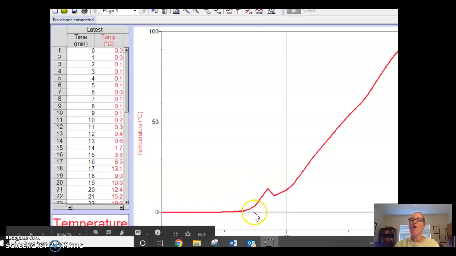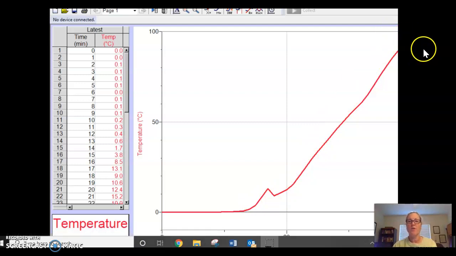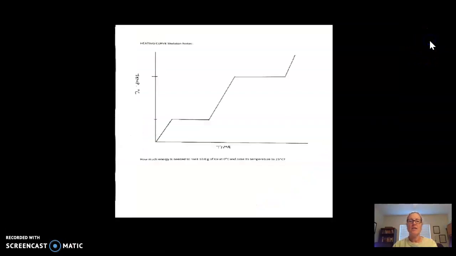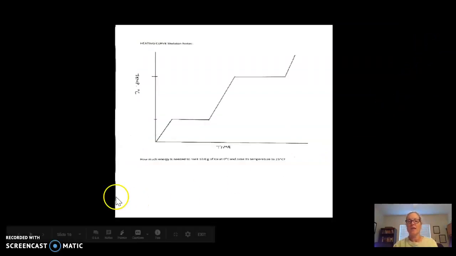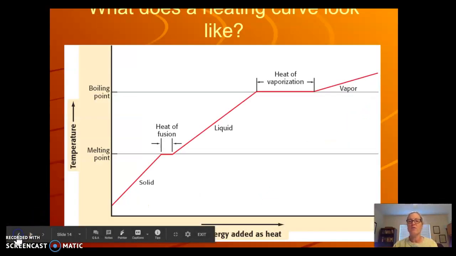Not until all the ice melts into water do you then notice that it starts to warm up again. So this is a real live graph from class time when I'm able to do that for you in class. Now let's take a look at, I know this isn't a great picture, but it's labeled, and I want you to understand, back to that same heating curve that we were just looking at.